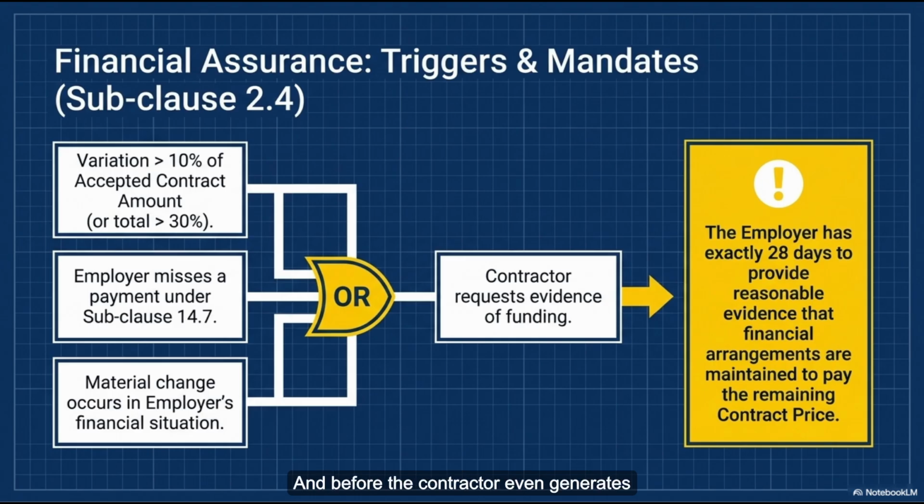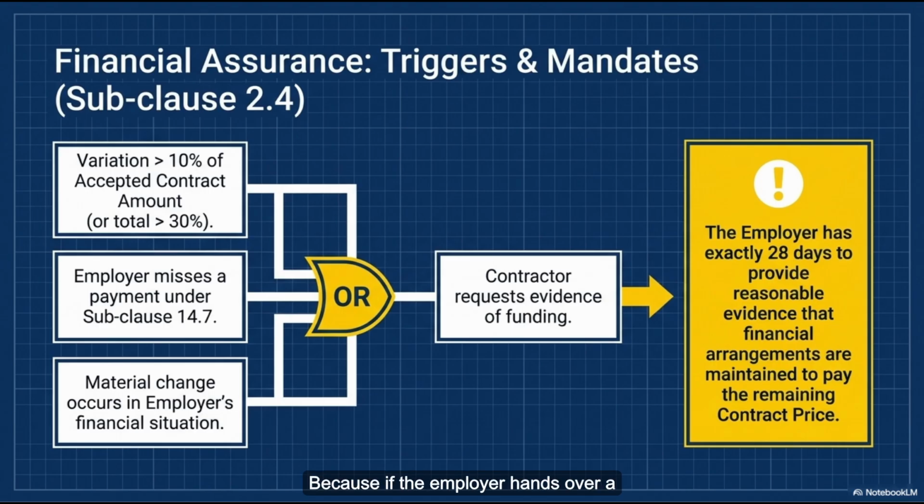Exactly. And before the contractor even generates that bond, the employer owes them a massive data dump. Right, the site data. The employer must hand over all data on topography, subsurface conditions, hydrology, climatic conditions, all of it. And the key here is the timeline. The contract dictates this data must be handed over before the base date, which is defined as exactly 28 days prior to the tender submission. Right, and that 28-day window ensures the contractor has a realistic opportunity to actually price the true risks of the site into their final bid.